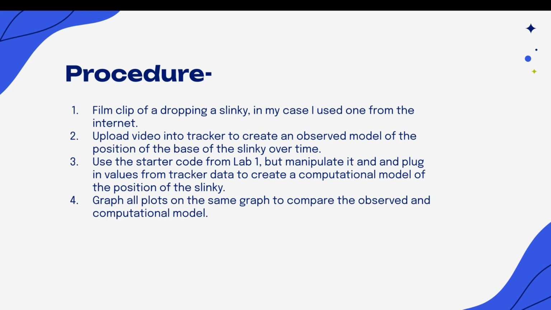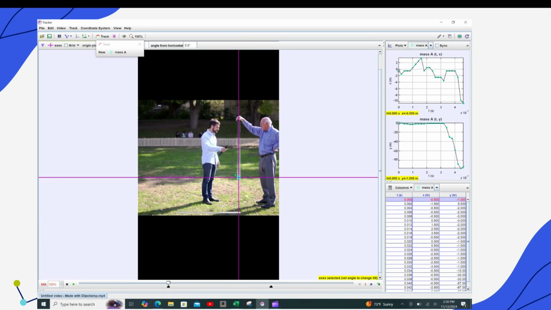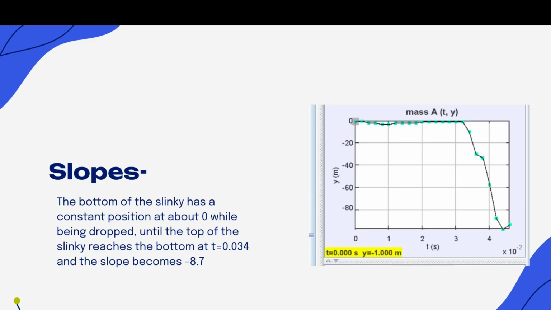So the procedure is to get a clip of dropping a slinky, and I used one from the internet, and then use Tracker to find an observed model, a code to find the computational model, and then graph them to compare it. So from Tracker, I tracked the video, as you can see, and then you get two different slopes throughout. So the bottom of the slinky has a constant position at about 0 while being dropped until the top of the slinky reaches the bottom at t equals 0.034 seconds, and then the slope becomes about -8.7x.